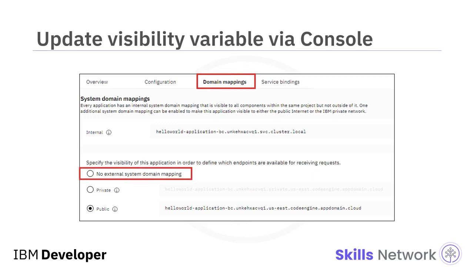When no external system domain mapping is selected, the application is not accessible from the public internet, and network access is only possible from components within this project, Cluster Local. The Cluster Local URL is displayed when the option is selected. When private is selected, this application is accessible via the IBM Cloud Virtual Private Endpoints, and when public is selected, you can view the public and the cluster local URL for the application.